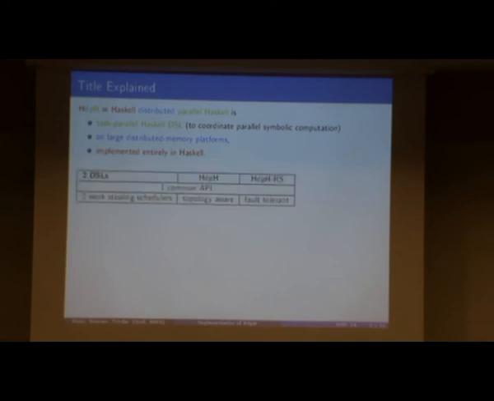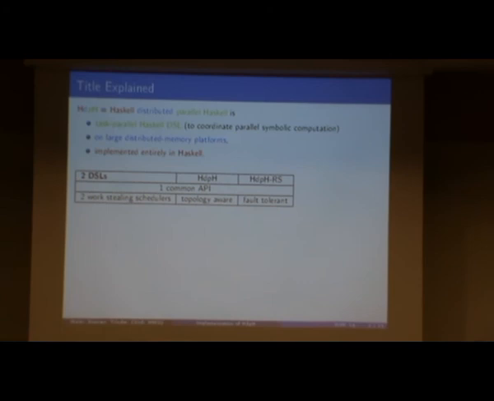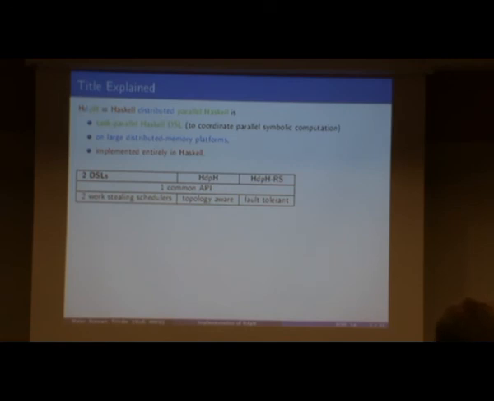As I said, it's two DSLs, HdpH and HdpH-RS. They do share a common API, so that programs written for one run theoretically on the other if they hadn't diverged too much. There are two work stealing schedulers for them: one that takes into account locality, and the other one fault tolerant, that should, and does in fact, guard against node failure.